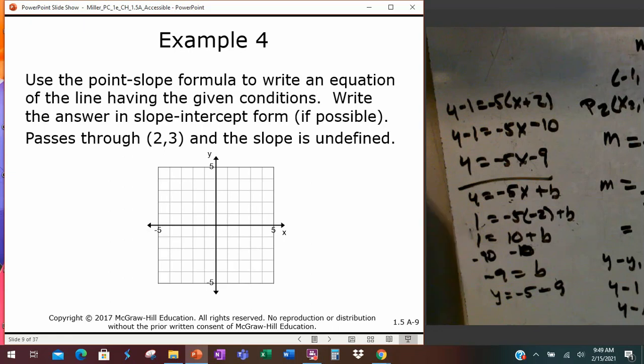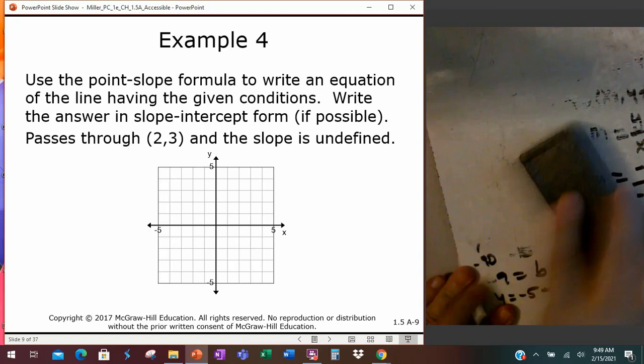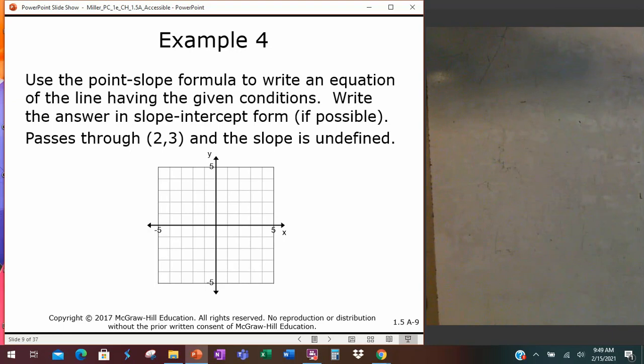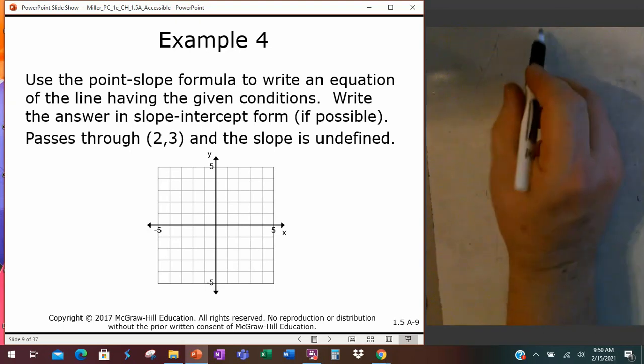So here's just a couple of special cases that you just need to kind of recognize. Use the point slope formula to write an equation of the line having the given conditions. Write the answer in slope intercept form if possible. Passes through (2, 3), and the slope is undefined.